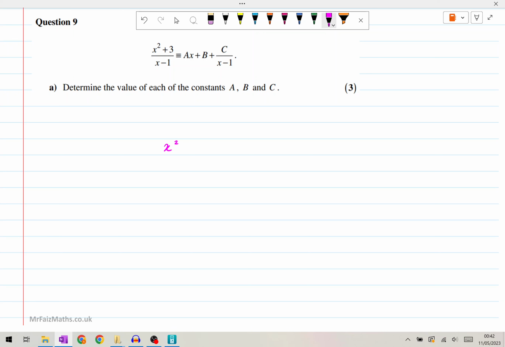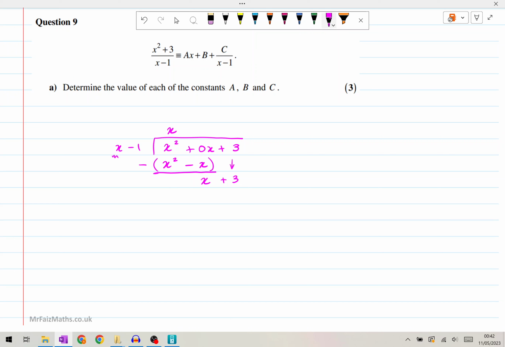So we'll write this as x squared plus 0x plus 3 and then divide this by x minus 1. Okay, so we first need to say x goes into x squared just x times. Then we do x times the x minus 1, which gives us x squared minus x. And then we're going to subtract this from the row above. So x squared minus x squared is 0. 0x minus minus x will give us plus x. And then bring this term down, which is equal to plus 3.